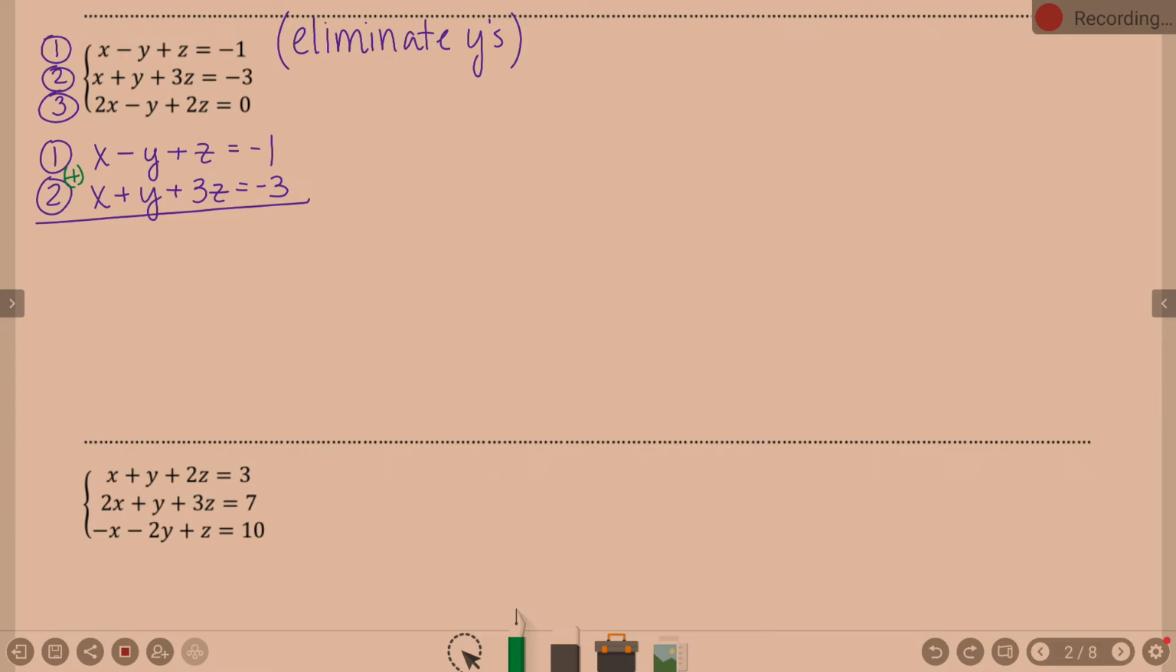So, x plus x, 2x. Negative y plus y cancels, as we expect. Z plus 3z is 4z. 4z. Carry down your equal sign. Negative 1 plus negative 3.